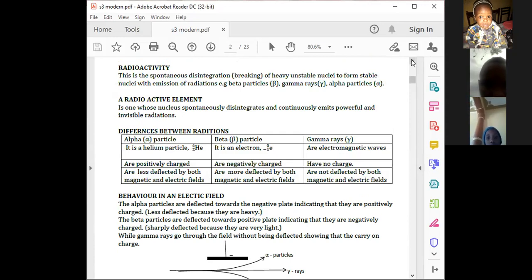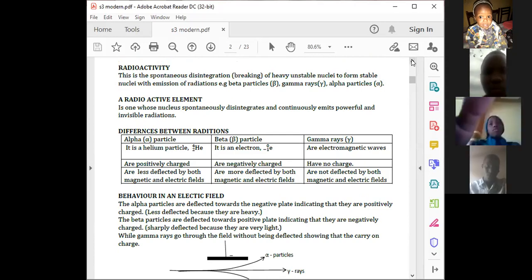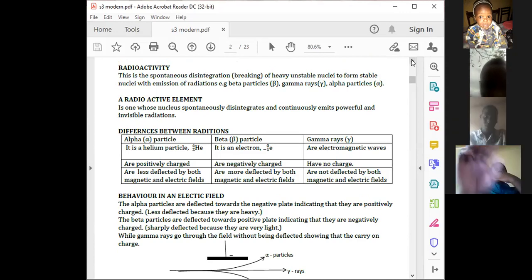We were able to introduce radioactivity yesterday, and we clearly defined what radioactivity means. So today, I'm just going to focus on the differences between the radiations emitted. One of the radiations we talked about yesterday was beta particles, gamma rays, and alpha particles. We want to see clearly what distinguishes between a beta particle, gamma ray, and an alpha particle.